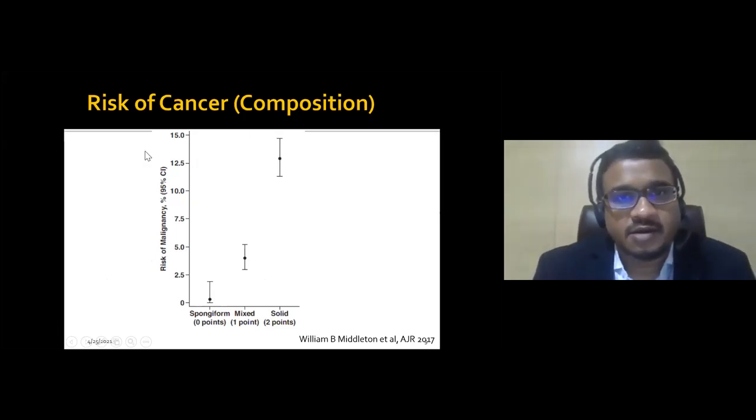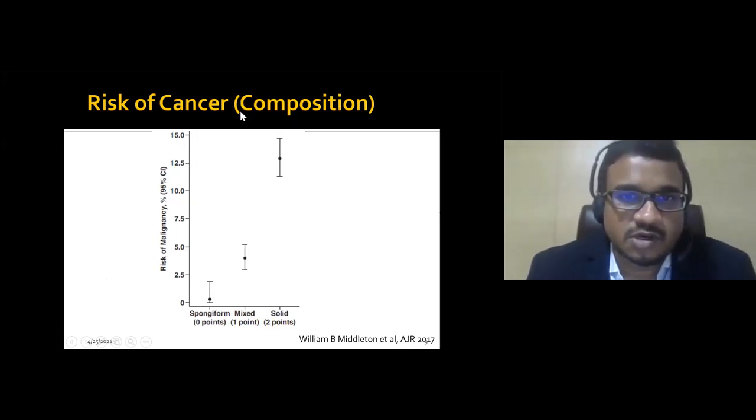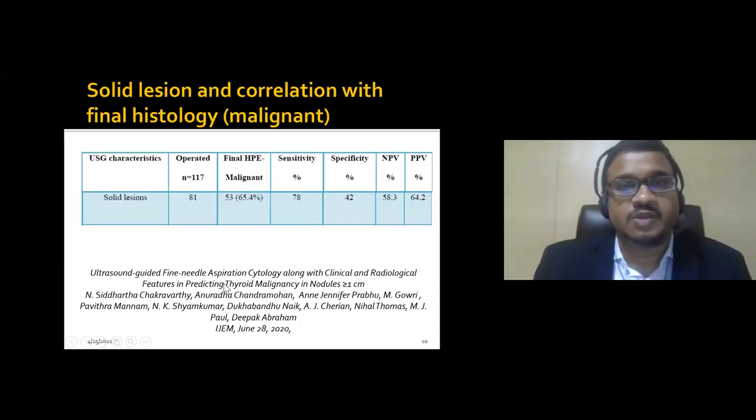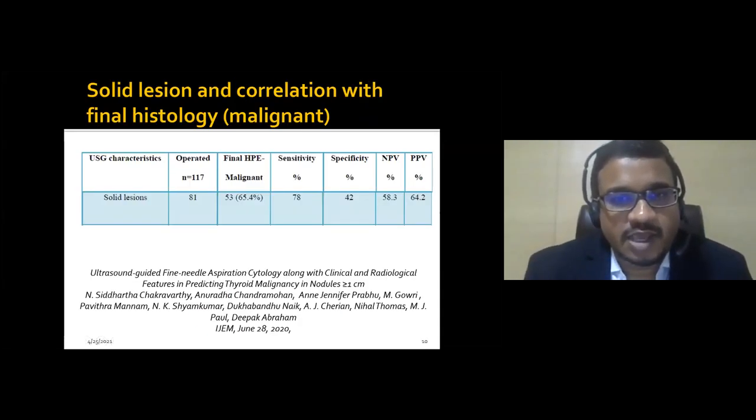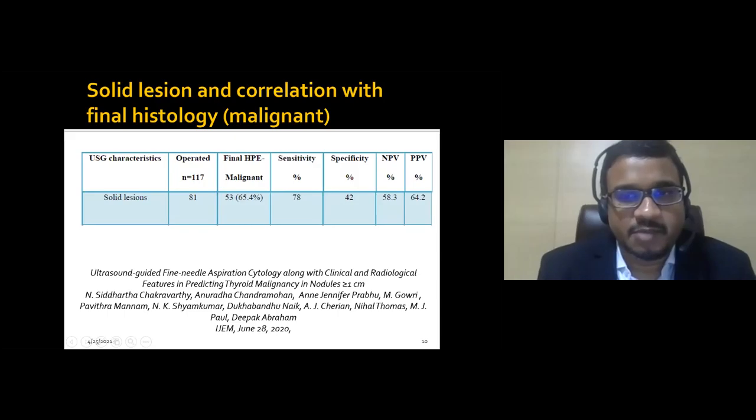Now, when you look at the risk of cancer with regards to the composition, here on the y-axis you have the risk of malignancy. You can see that the solid component has higher risk of malignancy compared to the mixed, and the least is the spongiform nodules. This is a study which we did when I was at CMC Hospital, Vellore. In that study, the solid lesion had a sensitivity of 78% with a specificity of 42% in predicting malignancy.